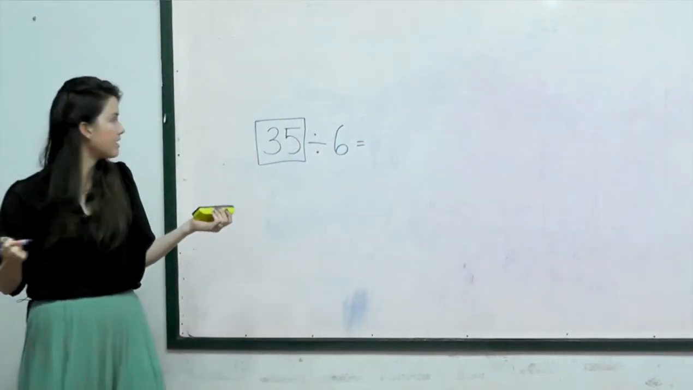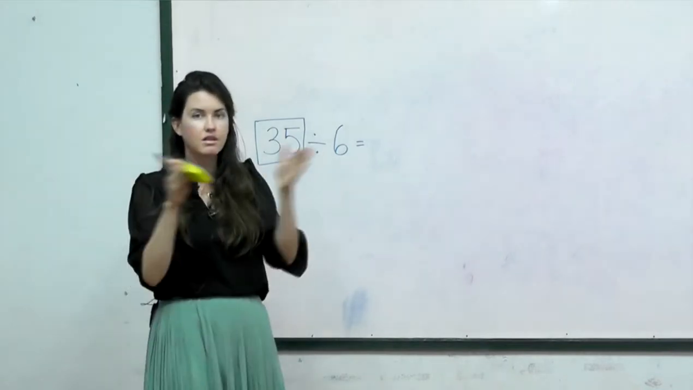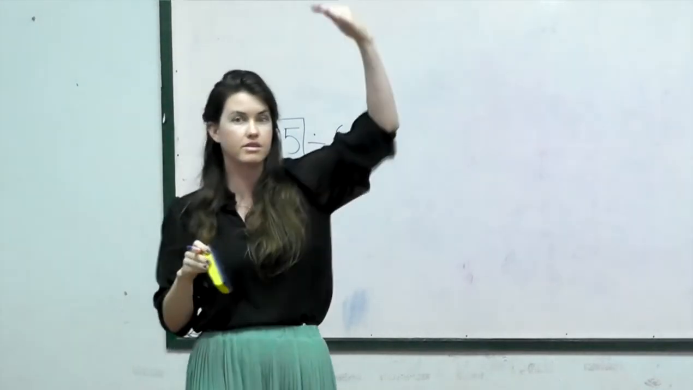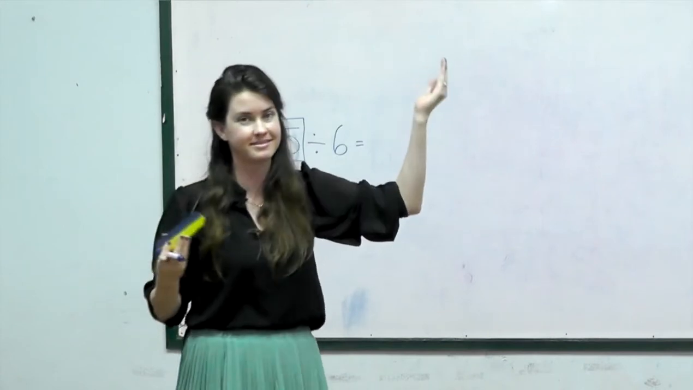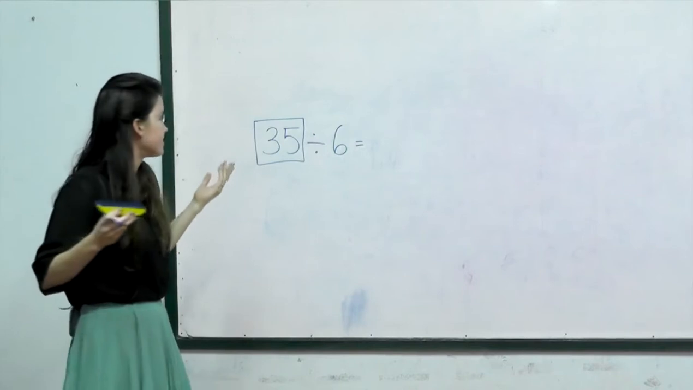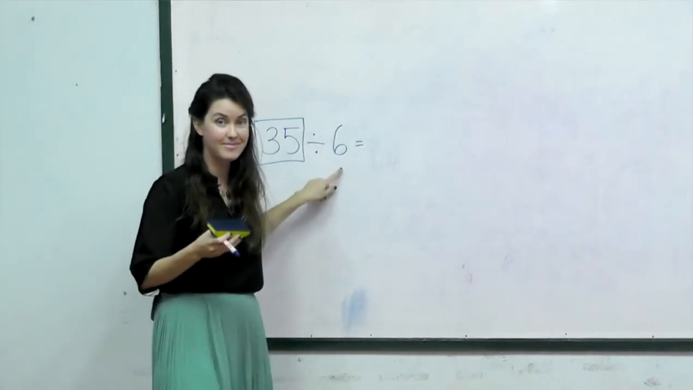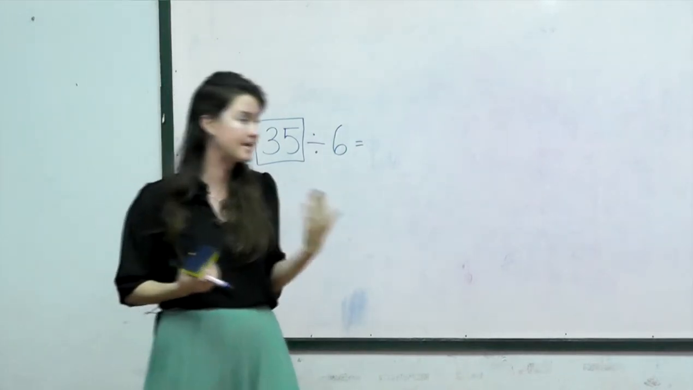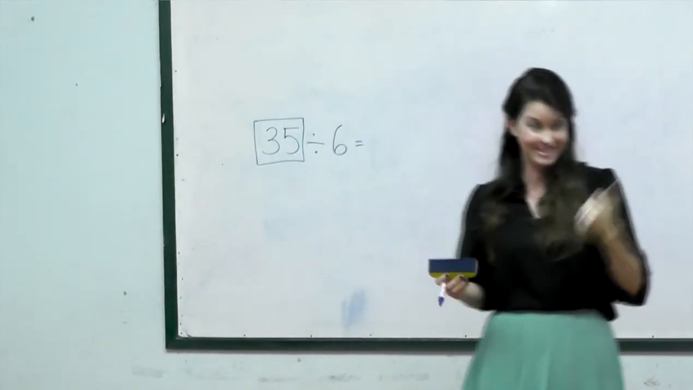So how do we do that? How do we do this when we have to get as close as we can without going over? What are we going to count by? Count by 6. How do we know it's 6? Yeah, because we see divided by 6, so that's how we know we're going to count by 6. Are you ready? 6.